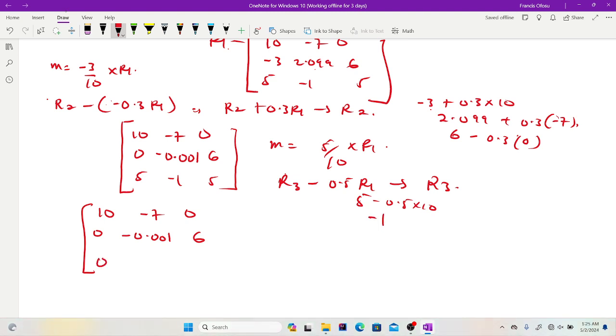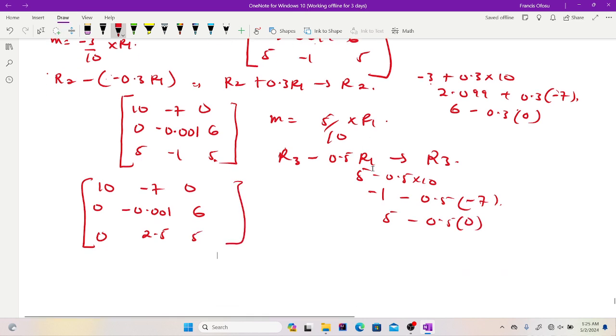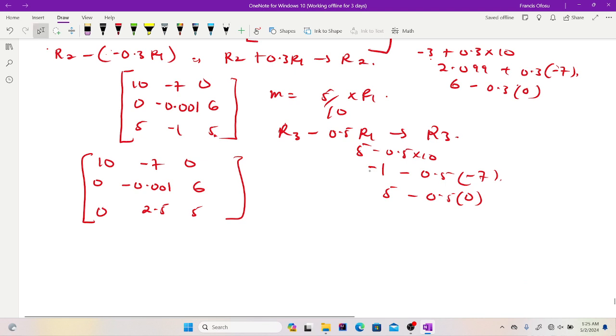Negative 1 minus 0.5 multiplying what? Negative 7. And this giving me what? Negative 1 plus 0.5 times 7. Yes, that is 2.5. So I'm getting 2.5 here. Then at this level here, I'm going to put 5. Okay, so I'll get 5 minus 0.5 multiplying 0. And obviously I'll get 5. So at this point, I've been able to eliminate my first column entries here.